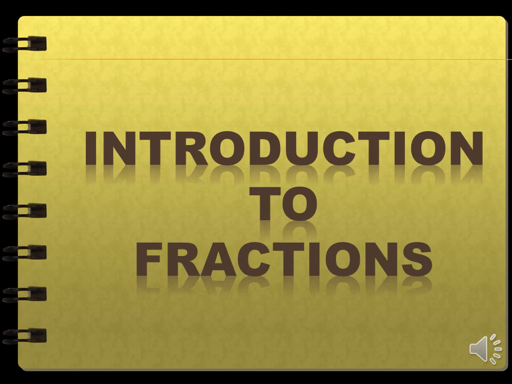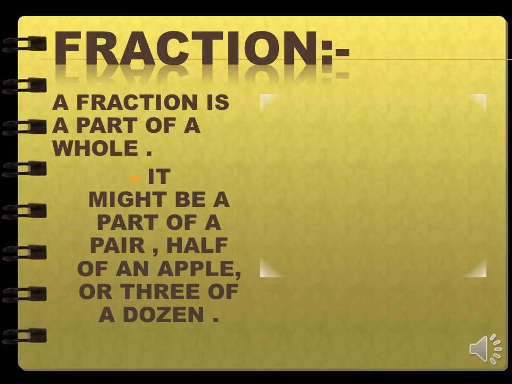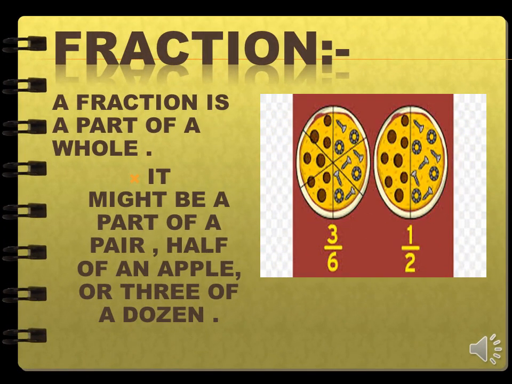As everyone knows, fractions are numbers that represent a part of the whole. A fraction is divided into a numerator and a denominator, where the denominator represents the total number of equal parts into which the whole is divided. On the screen, you can see a picture of a pizza. The first pizza is divided into 6 equal parts, while another one is divided into 2 equal parts.